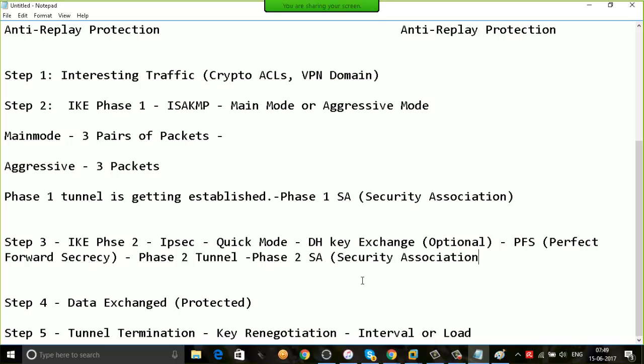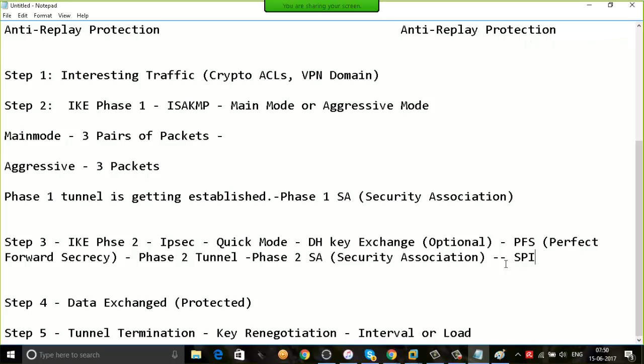The parameters that we have negotiated, what key we will be using for encryption, and what HMAC key we will be using for message authentication, all those things are going to be kept in a database which is known as what? Security association database, and they are going to be identified by something called what? Security parameter index, which will be part of your ESP or authentication header.